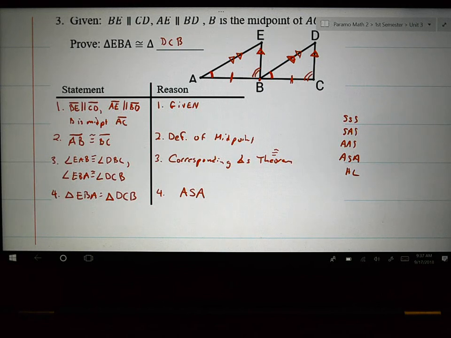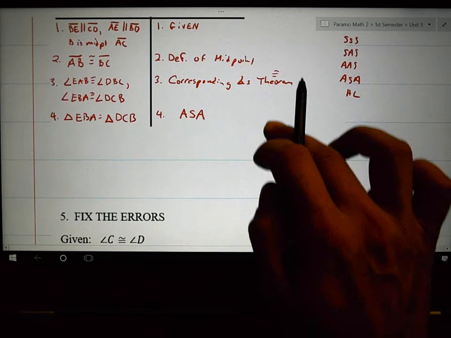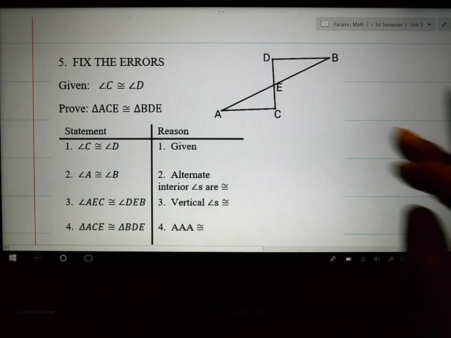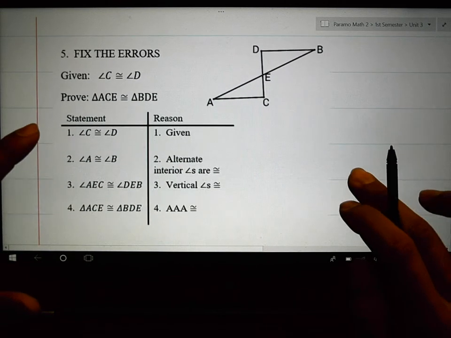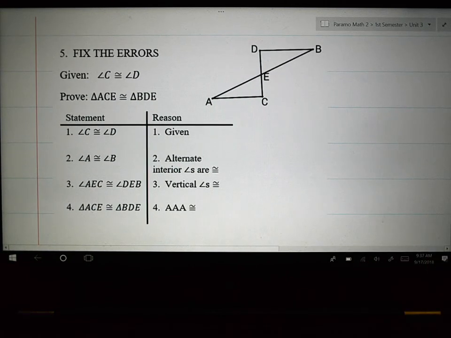Last example. Number 5. Number 5 says fix the errors. So there's a whole proof that somebody else did, but the person who did this proof made some mistakes. And we're going to have to find the mistakes that other person made, and we're going to have to fix them.